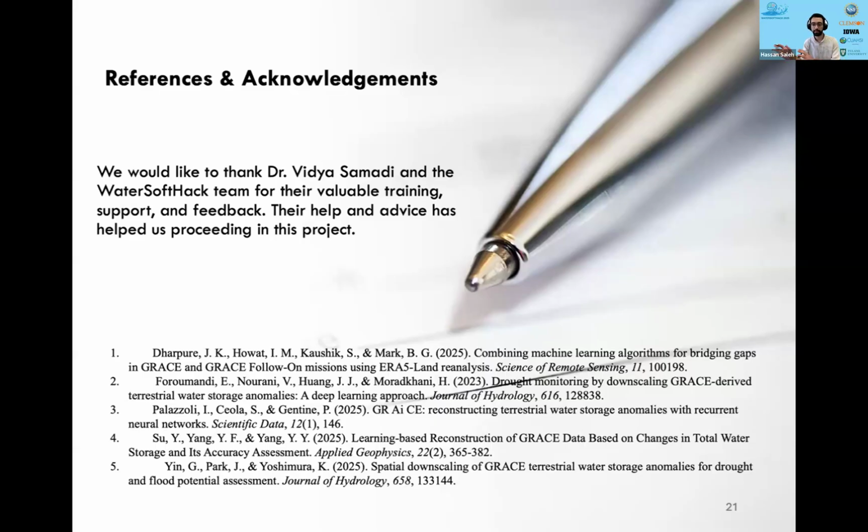With the same statistical relationship that was found at the coarse resolution, we use the same model on the fine resolution predictors. So we obtain GRACE at the fine resolution. Great.